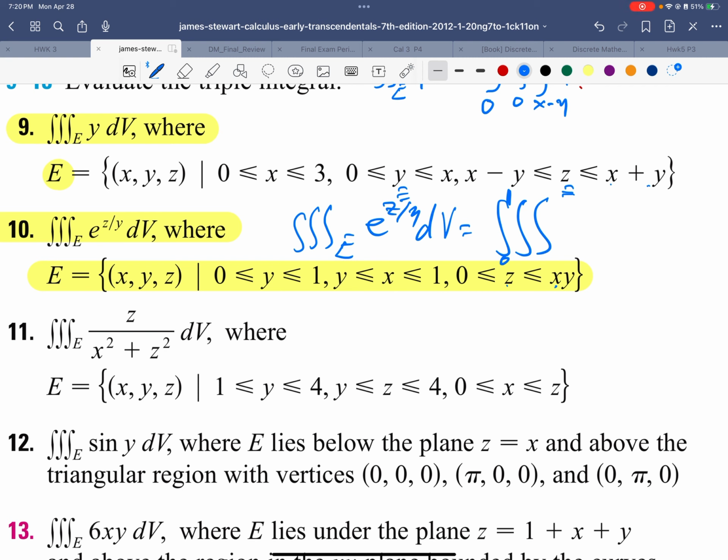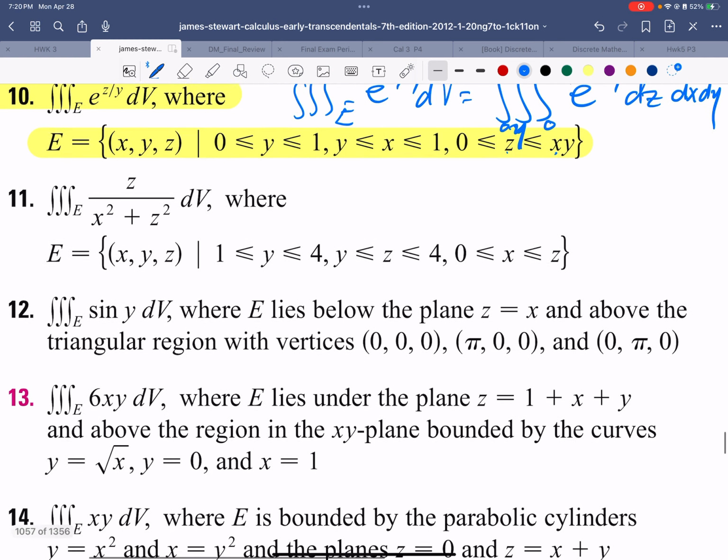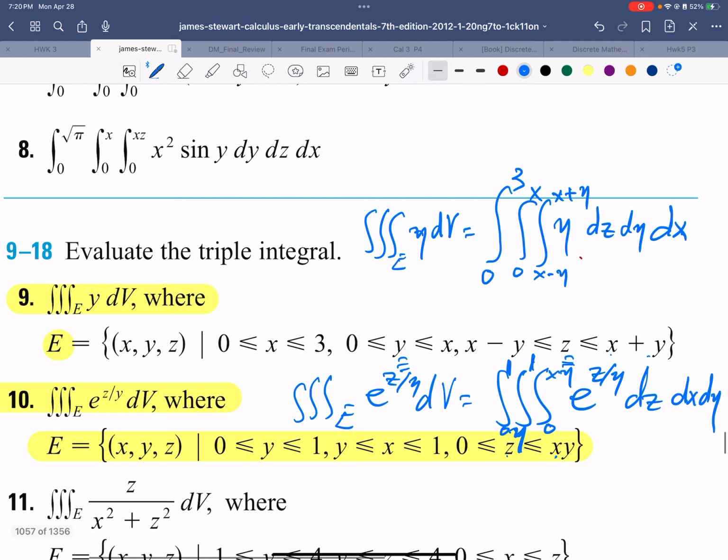Then this one comes second, and you have y on x. You have y and 1. And then on z, you have 0 and x and y. And then you have e to the z over y, dz, dx, and dy. That's it. Just keep going. The calculation is easy. Good. That's it.